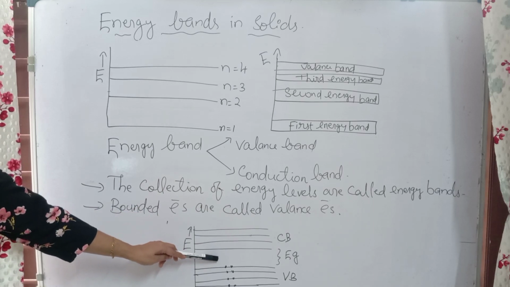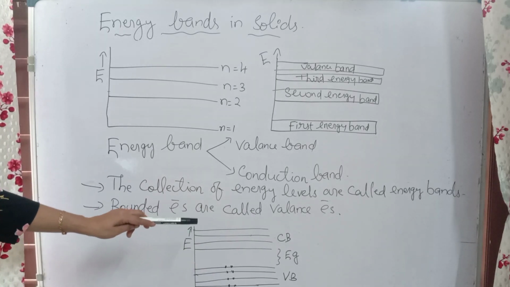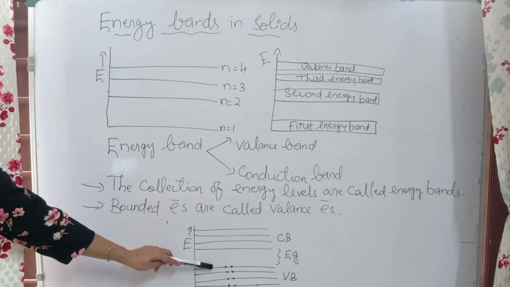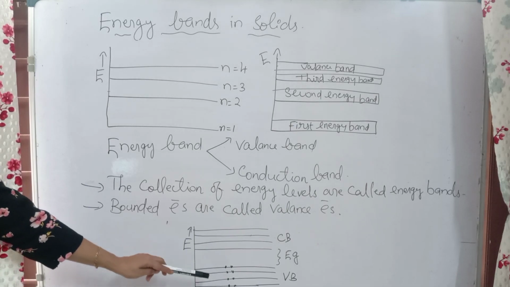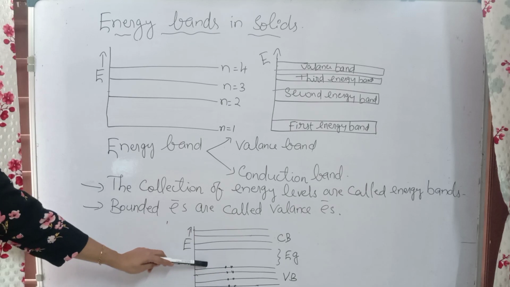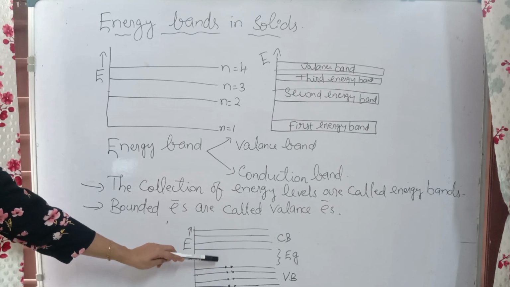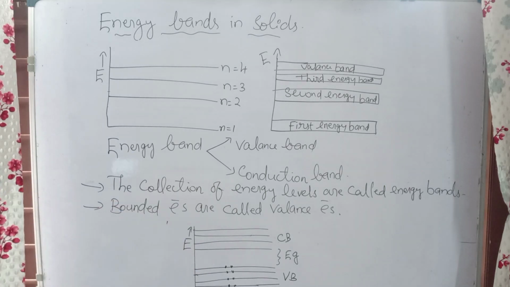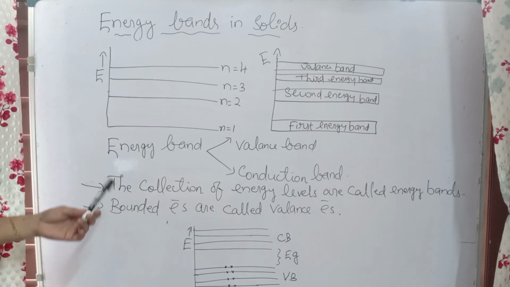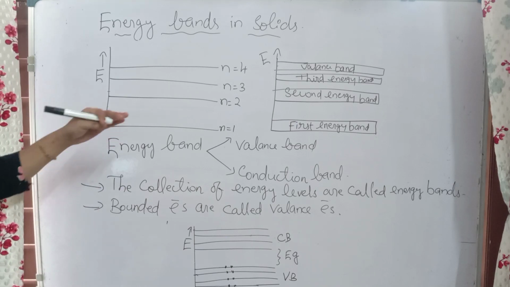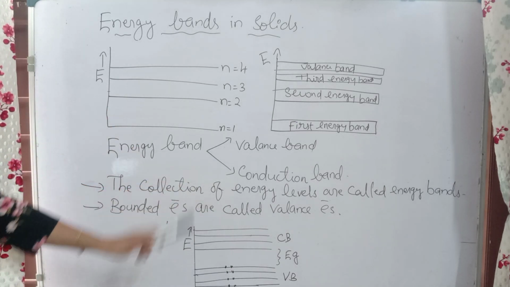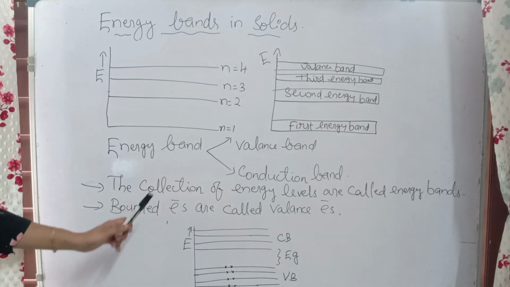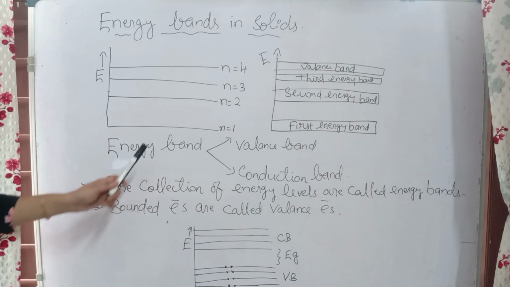So this distance is the energy gap between the top of the valence band and the bottom of the conduction band. Here we can see this is the top of the valence band and this is the bottom of the conduction band. In between we have the energy band gap, that is EG. Okay, so this is all about the energy bands in solids. So we have to understand the bands, that means the valence band and conduction band, and then the energy band gap. All these 3 points you have to understand from this.